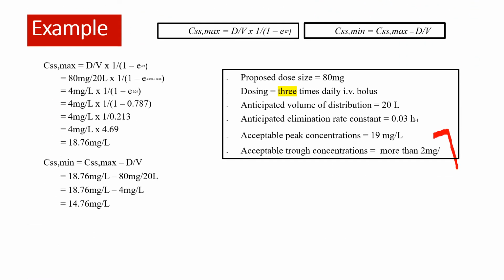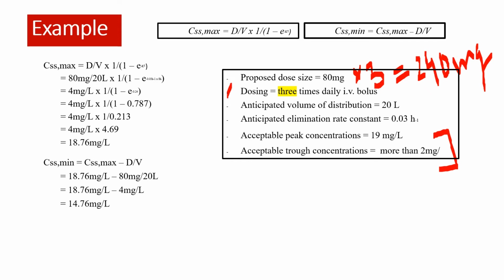Now, the acceptable peak concentration and the trough concentration remain the same, but we have changed the dosing to 3 times daily IV bolus. Here, 80 milligram into 3 is equivalent to 240 milligram. So we have not changed the total drug amount to be given in the span of 24 hours. What we have changed is the dosing interval. The previous one was 2 times daily, 120 milligram. Now we are giving 3 times daily, 80 milligram. The dose at each interval decreases.